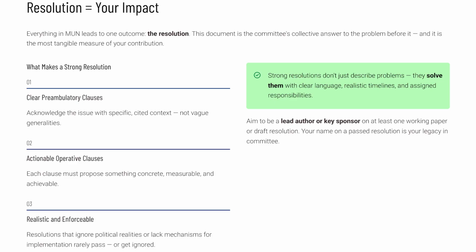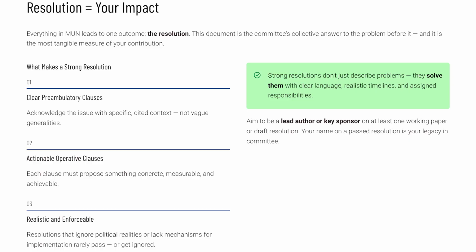There's preambulatory clauses. They come first. They provide background and context, explaining why action is needed, okay? Each one begins with a phrase, which is italicized, by the way. Use italics when you're making this phrase, like acknowledging, deeply concerned, or recalling, and ends with a comma. So they reference past actions, established principles, and the nature of the problem.